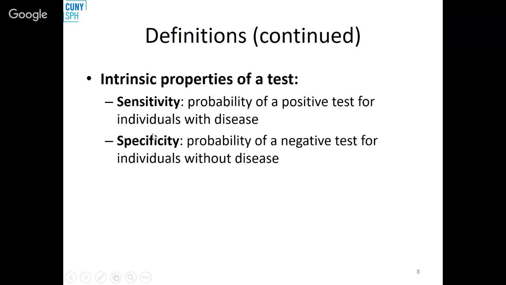These have nothing to do with the population. These are only properties of the test, right? Because I'm telling you that sensitivity is a property only on individuals with the disease, and specificity is a property that applies only to individuals without the disease. So it does not matter what the prevalence in the population is. This is only an intrinsic property of the test.